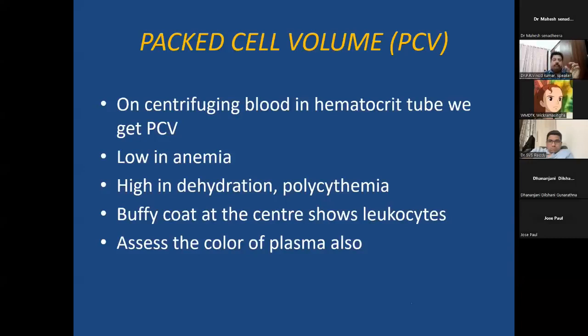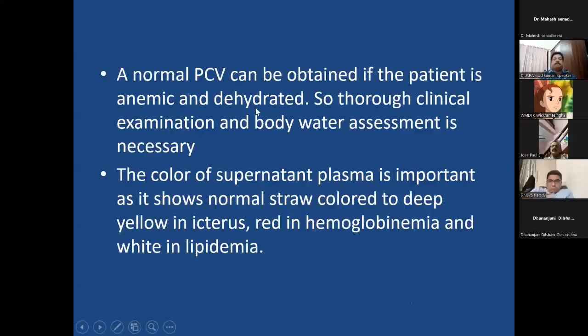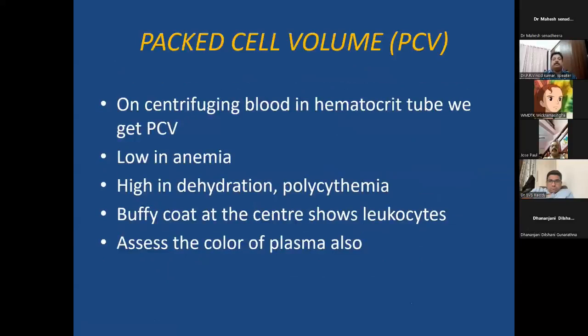Another thing is, in between the top fluid volume, that is the plasma, and the bottom, the packed cells, there is a small white line at the center. That is known as the Buffy coat. So the Buffy coat is in the middle of these two, the upper plasma and the lower packed cells. The Buffy coat is also very important.